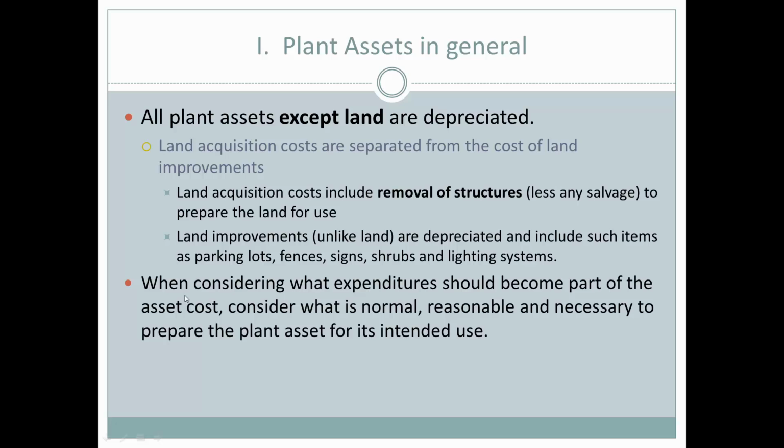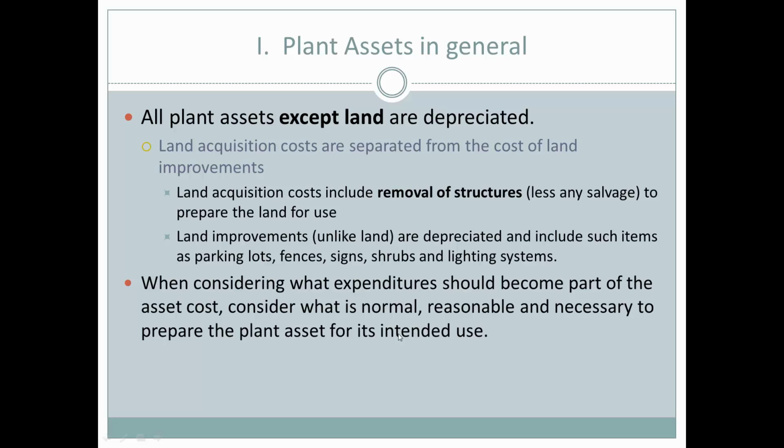When considering what expenditure should become part of an asset cost, consider what is normal, reasonable, and necessary to prepare a plant asset for its intended use. So, for example, if you have to use a police escort to move a very large piece of equipment down the highway, and you pay for that privilege with a license to do that, then that would be considered a normal and reasonable expenditure in order to prepare the plant asset for its intended use.